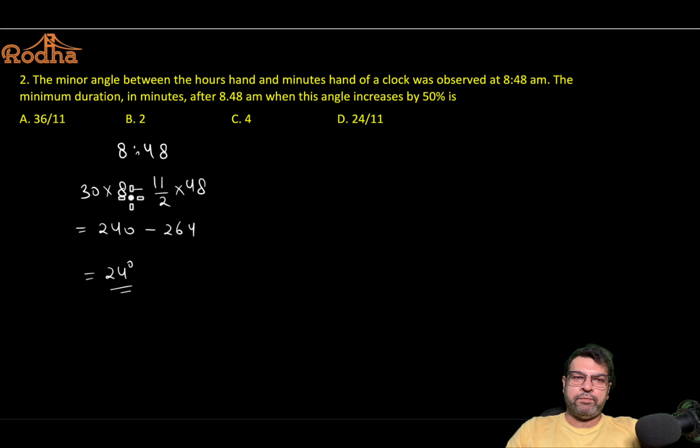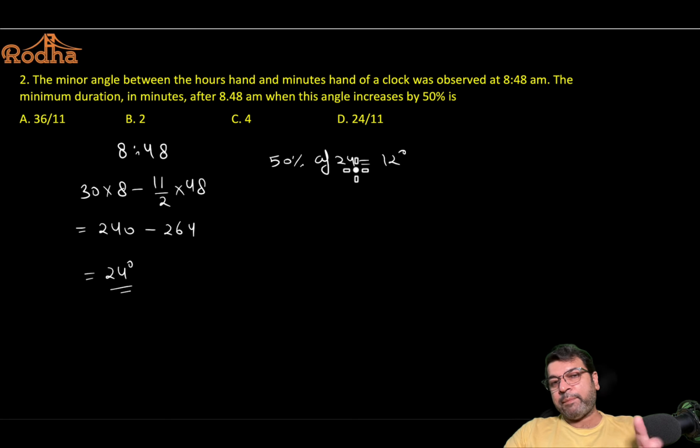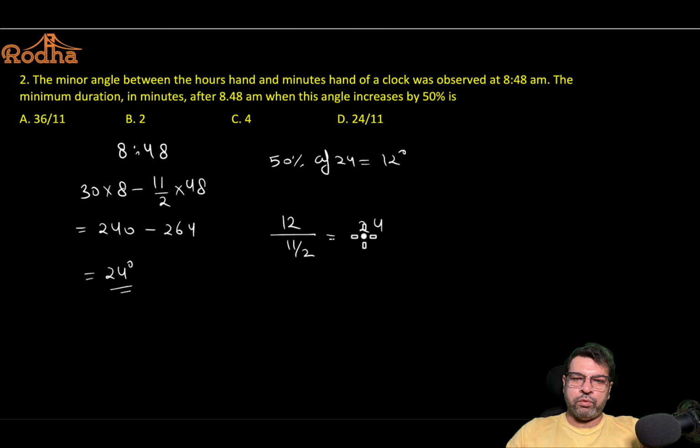The question is, the duration in minutes after 8:48 when this angle increases by 50%. So, 50% of 24 simply means 12 degrees. So, 12 degrees se increase karna hai mujhe. Again, now the gap is increasing by 12 degrees. So, that's in a way your distance to travel. And speed is what? Relative speed, 11 by 2. So, your answer is clearly 24 by 11. Itne minute mein ye 50% se increase ho jayega.